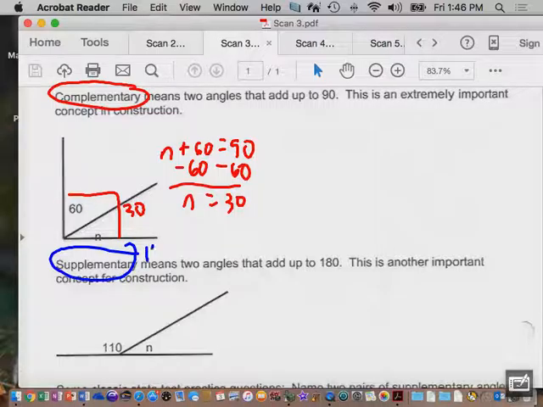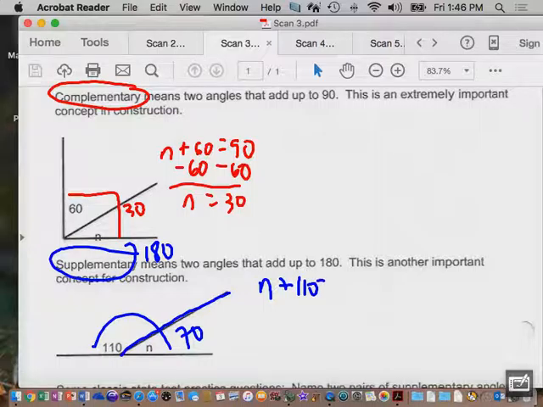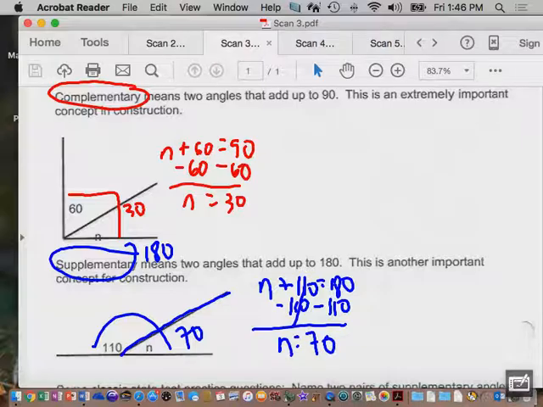Supplementary are two angles that add up to 180 degrees. And here's a picture of that wire right here, right? So these two angles add up to 180. So if this guy's 110, what's that guy? 70. 70, very good. And like before, we could write the angle, and we could say n plus 110 equals 180, and solve. And again, some of these are so easy you can just do them in your head. I'm writing this out so that a little later on, when we get into more complicated ones, you'll go, oh yeah, I remember when he did that, okay?